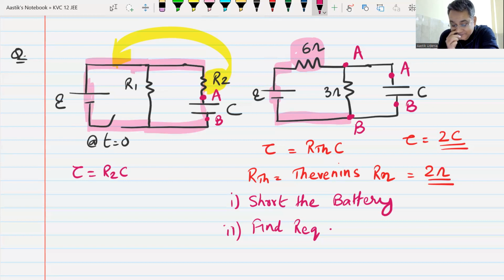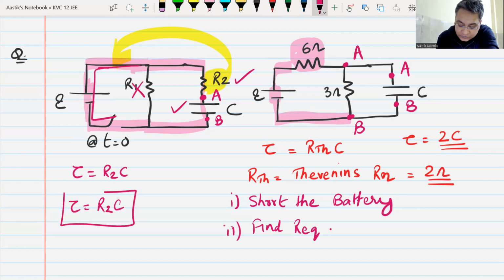Do we understand this? Yes, sir. Now, this branch has been shorted, therefore this resistance is shorted and goes out of the circuit, and no current will flow through it. So the equivalent resistance between A and B simply becomes R2, and therefore your answer for this case is also R2 into C. So even the original case can be done by the Thevenin's resistance. Do we understand what I have done here? Yes, sir.